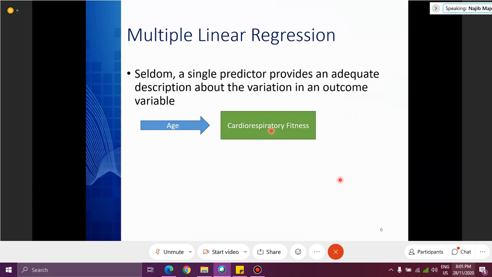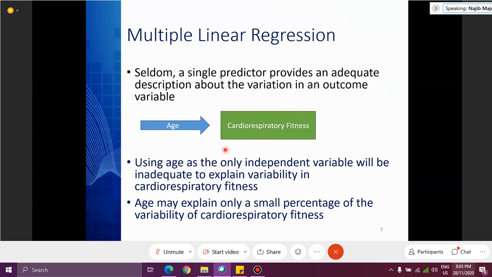For example, if you do a simple linear regression, you are looking at the influence of one variable towards an outcome variable. So this analysis, we call it a simple linear regression analysis. It is usually inadequate to do a prediction of an outcome variable based on just one independent variable, because in real life, there will be more than one variable which can influence the outcome variable.